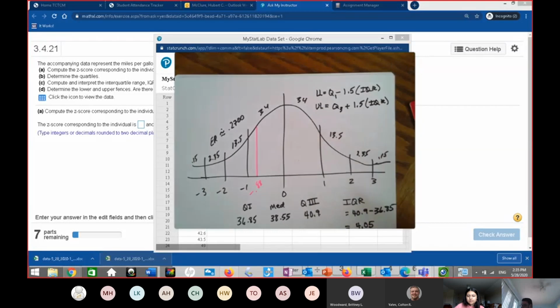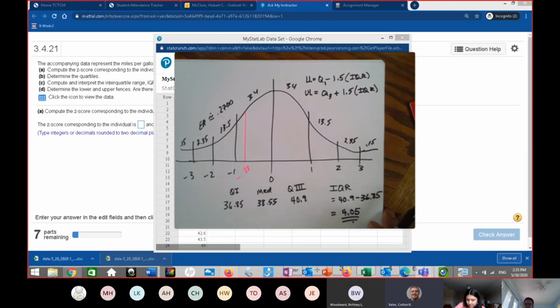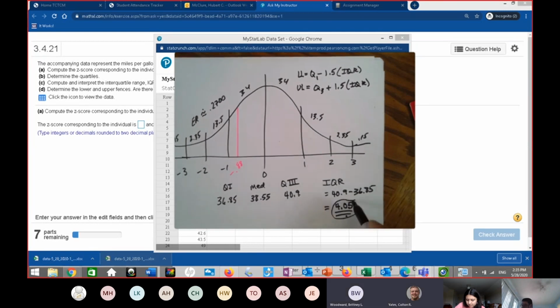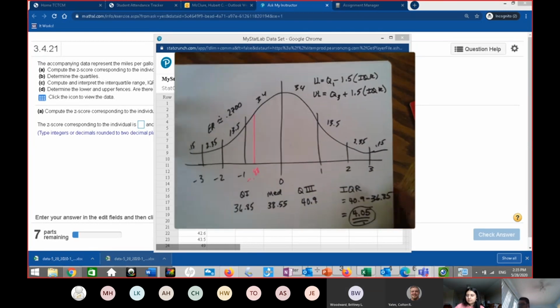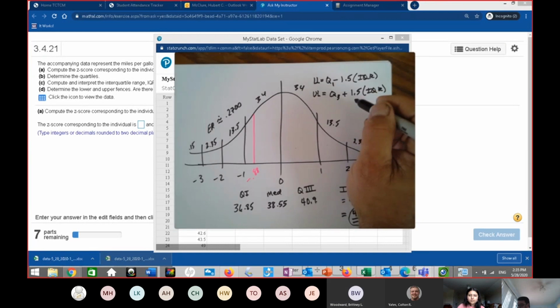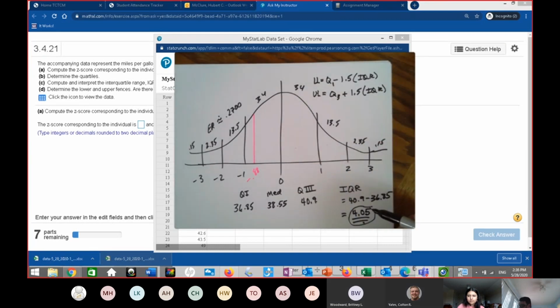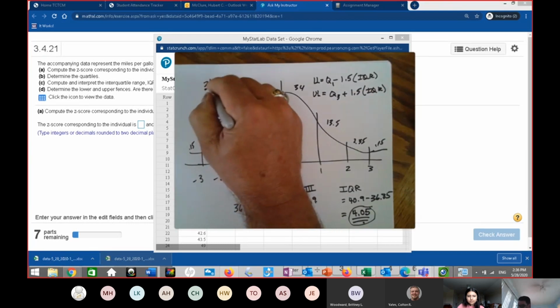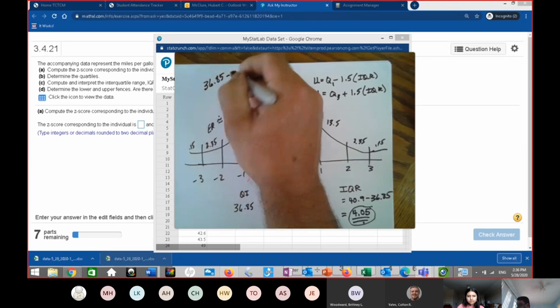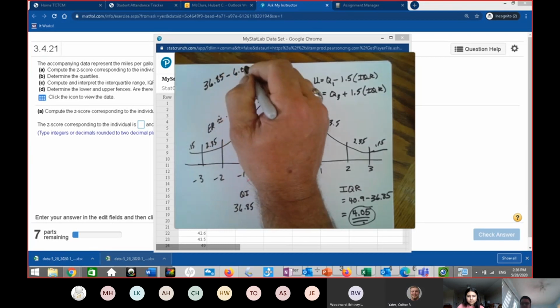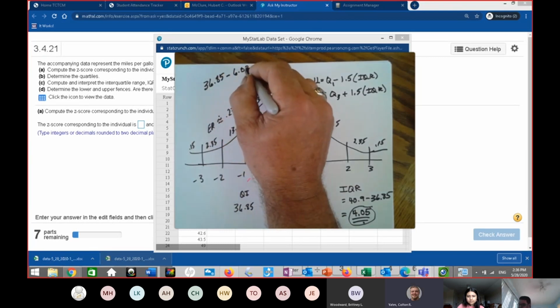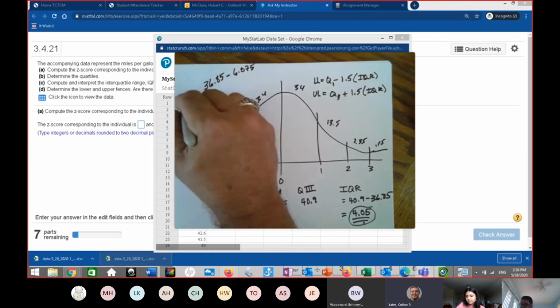So somebody take 1.5 of 4.05 for me. Tell me what that number is. 6.075. Okay, so our quartile here is 36.85. 36.85 minus 6.075. Okay, that's your lower limit.